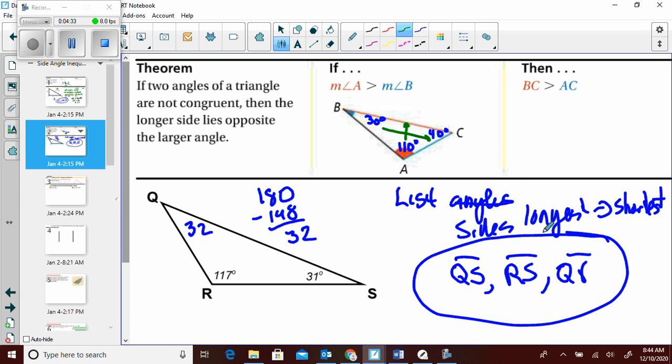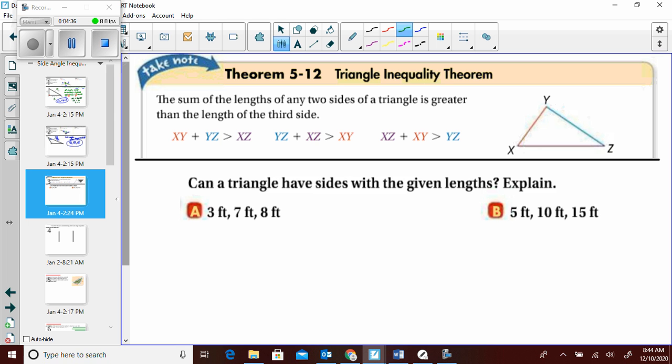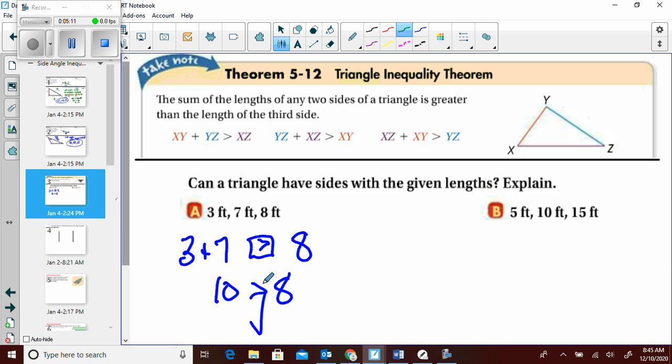Last, the triangle inequality theorem. What that states is that the sum of any two sides has to be greater than the largest side. So red and blue must be bigger than purple. Purple and blue must be bigger than red. Red and purple must be bigger than blue. It's pretty simple to see if this works. Take the two small sides, 3 plus 7. Is it greater than 8? 10 is greater than 8. So yes, a triangle can have those sides.